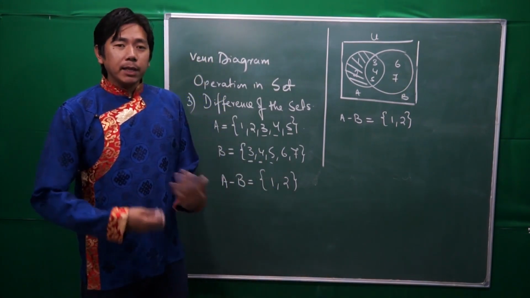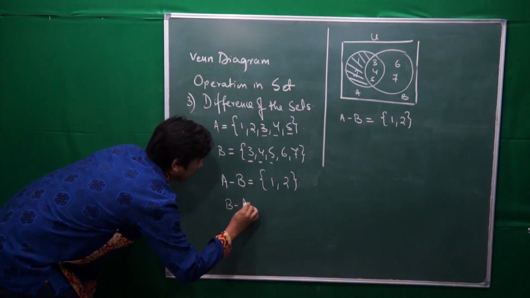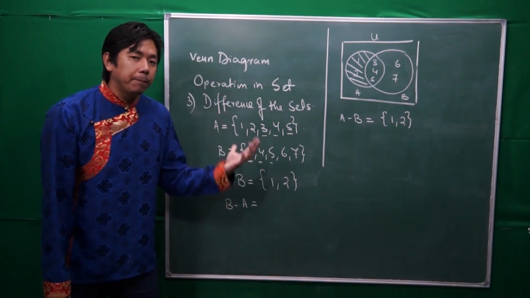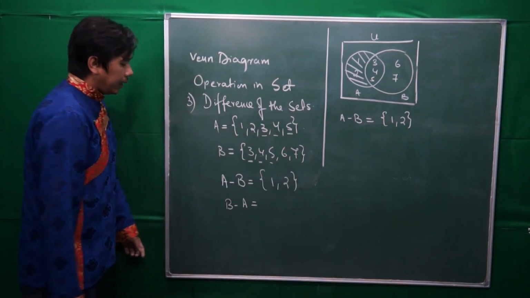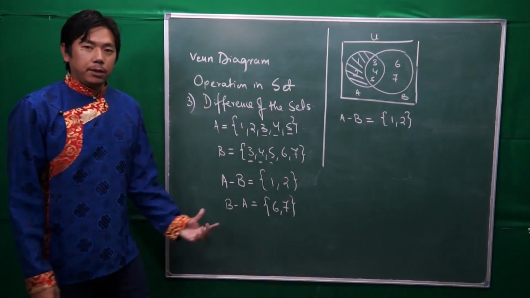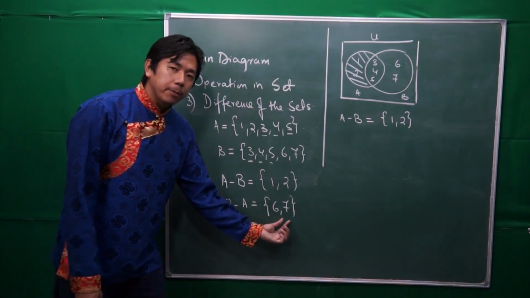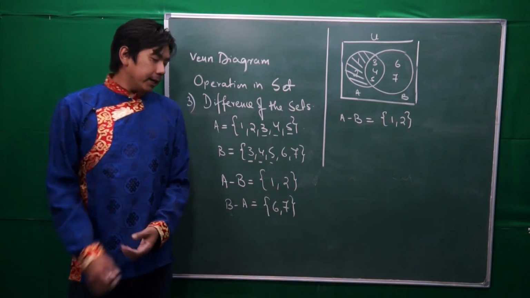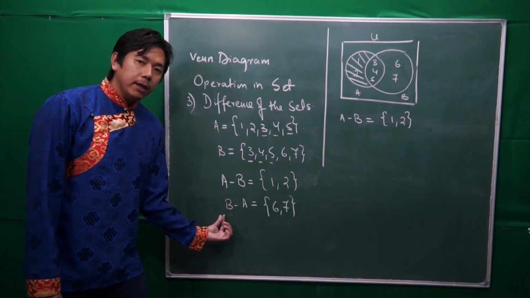Now instead of writing A minus B, if I wrote B minus A, B minus A would be again 3, 4, 5 being repeated in A and B as well. We remove it. What is left? Only 6 and 7. Can you see the difference? So by writing B first, I'll be getting 6, 7. By writing A first, I'll be getting 1, 2. In each case, what we are getting? The exclusive part only. Exclusive to the first set.